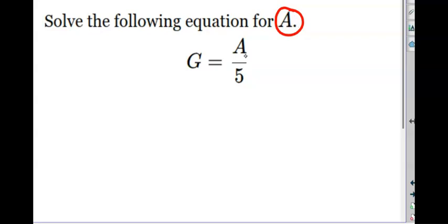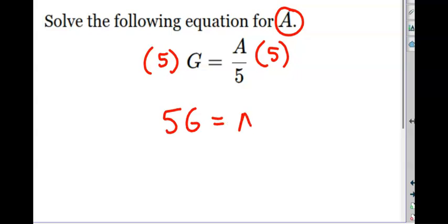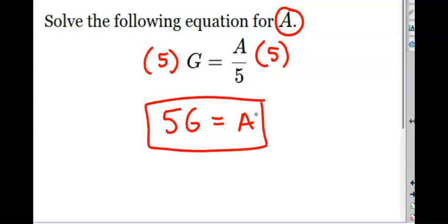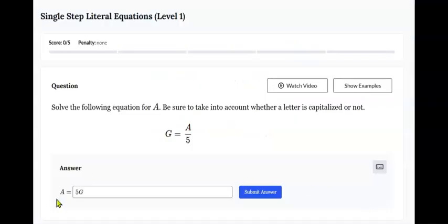So to isolate the letter A, we need to remove dividing by 5. The inverse of dividing by 5 is multiplying by 5. We're going to multiply every term on both sides. And now the A is isolated. The A was already isolated in this answer box, so I simply have to write 5G here.